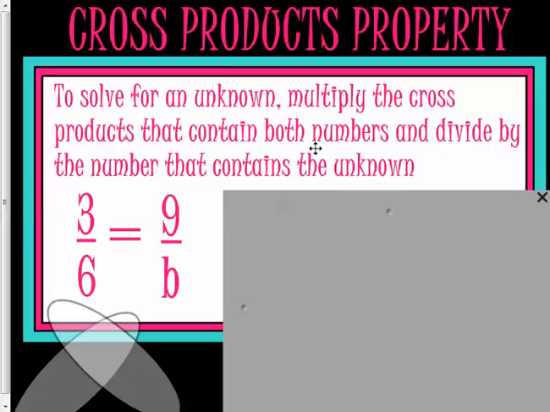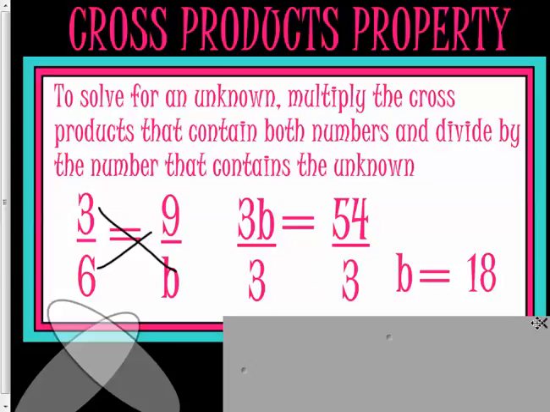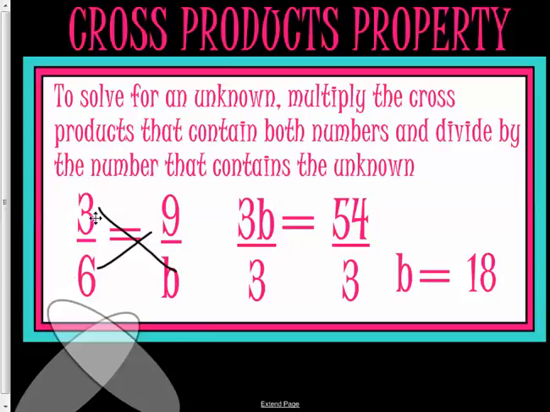So to solve for an unknown, you multiply the cross products that contain both numbers and divide by the number that contains the unknown. For example, 6 times 9 and 3 times b. That gives us a regular one-step equation, right? 3b equals 54. So I divide both sides by 3 and I get b equaling 18. So 6th grade way told us you just multiply by a 3, right?